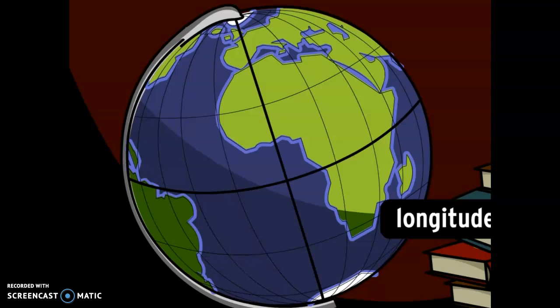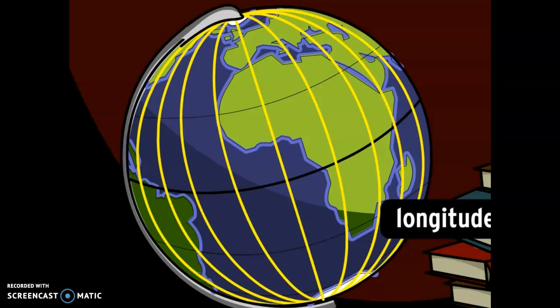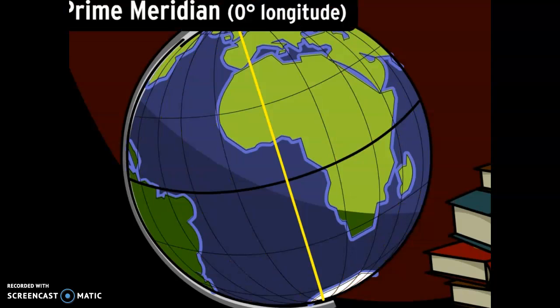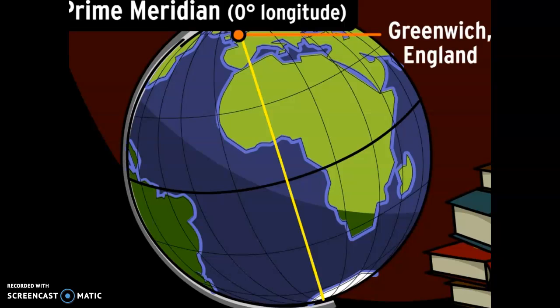Longitude lines run north-south. There are 360 of these imaginary lines, each of which is called a degree. You can remember which way they run because they're long for longitude. The 0-degree line, or prime meridian, runs through Greenwich, England.